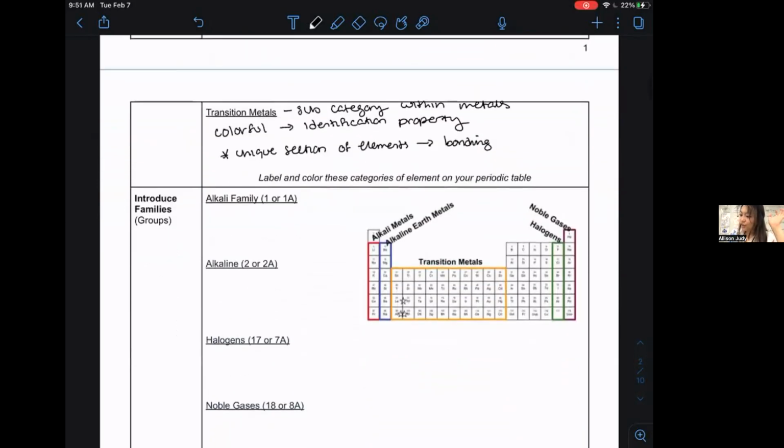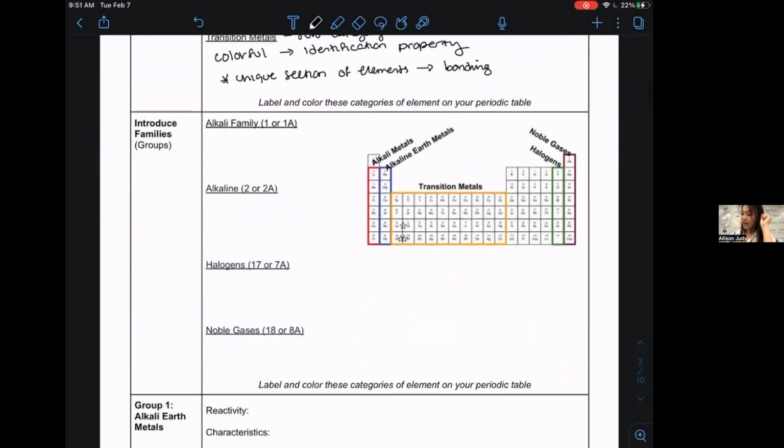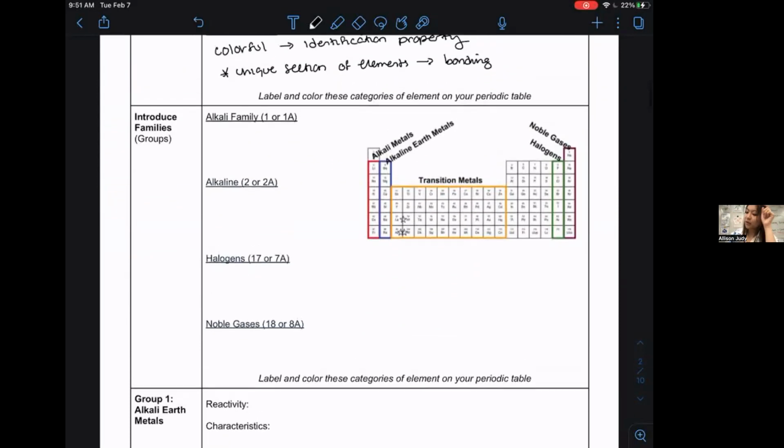So now I'm going to get into the next layer of the onion, the next layer of the periodic table organization. I want to quickly go over unique columns, unique families. The first family is the alkali family, column 1 or 1A. And note something, it does not include hydrogen, even though hydrogen is placed in the same column. It does not include hydrogen.